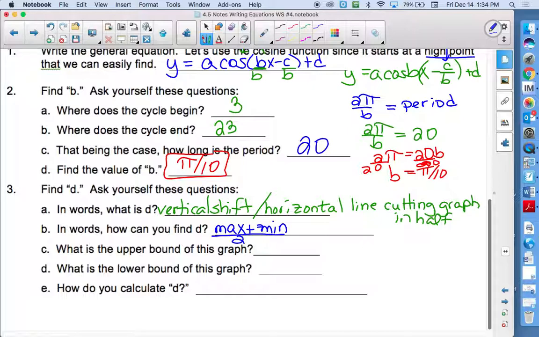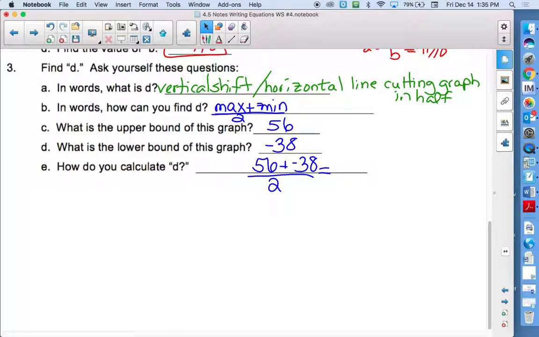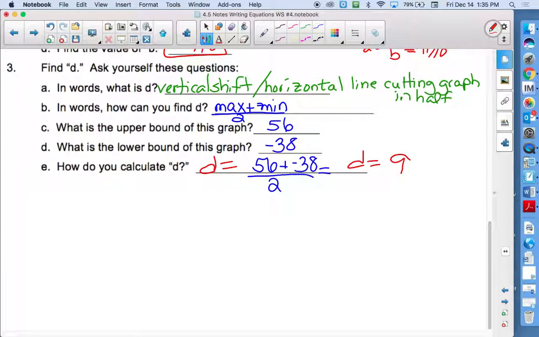So this highest point was a 56. The lower point, the lower bound, is negative 38. So how do you calculate d? Well, you take those two numbers, add them together. Use the negative 38. Don't make it positive. Keep it exactly as it is. So d would be 9, yeah. So 56 and negative 38 make 18. When you divide it by 2, you get 9.